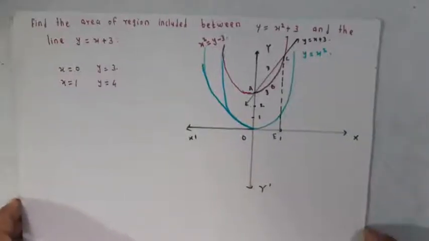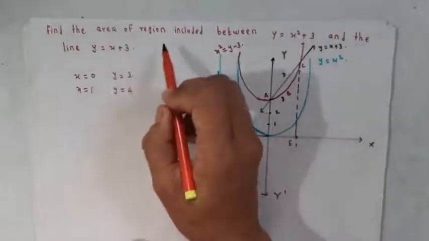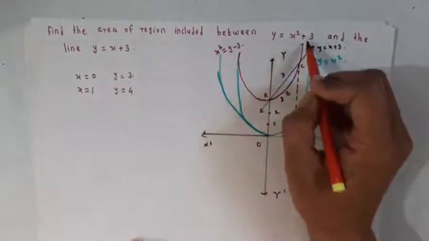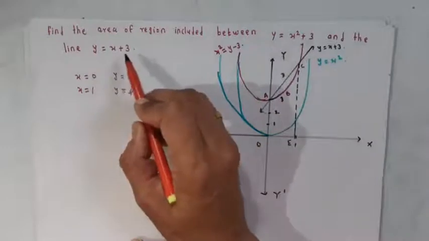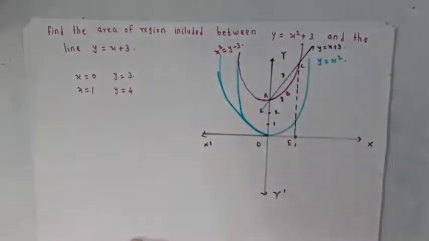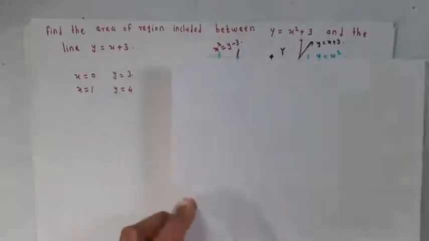Okay, so let us take an example: find the area of the region included between y equal to x square plus 3 and the line y equal to x plus 3. Okay students, so first let us draw the diagram. This is the x-axis, this is the y-axis.